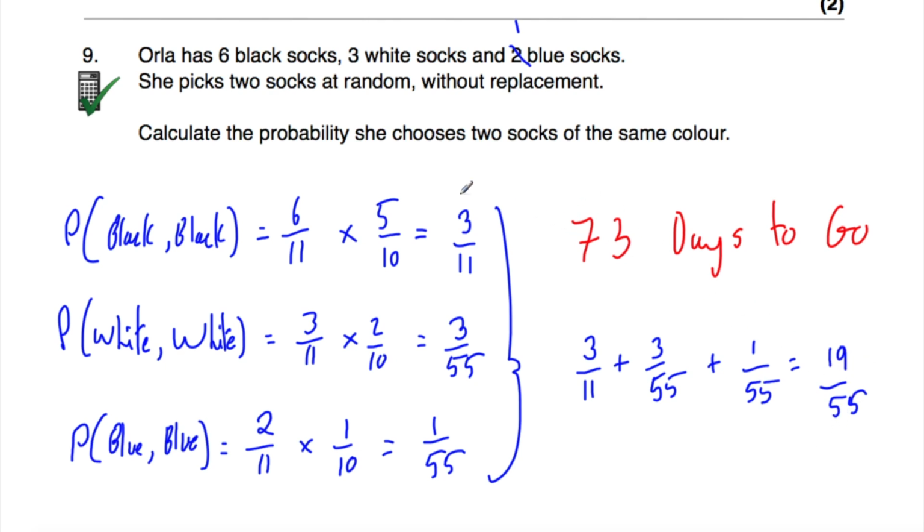So it's probably not the best way to choose 2 socks out of a drawer at random. You're probably best looking and actually taking out the socks that you want. Okay, so that's it. So that's question number 9. Okay, let's have a look at question number 10.